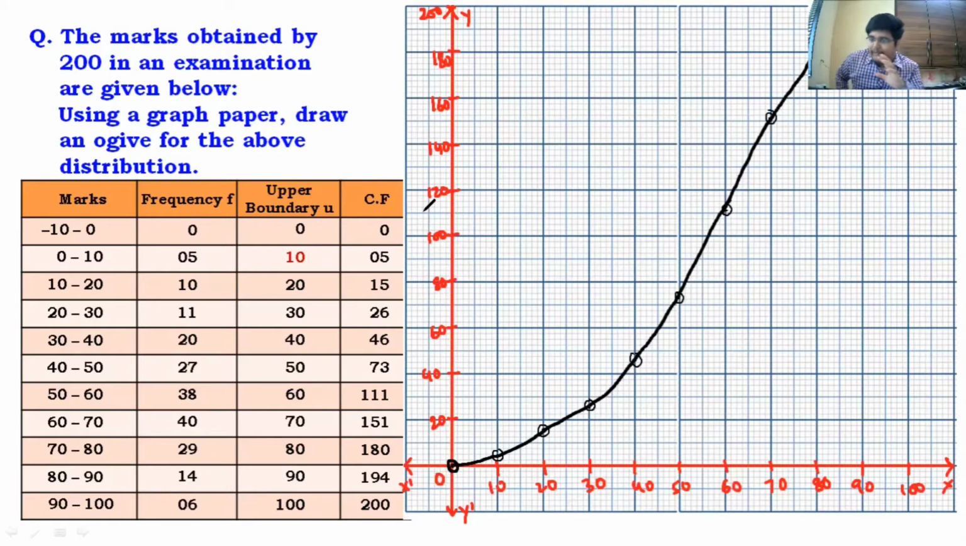So here guys, we have this ogive. Now let us understand some more details about it. First of all, you have to mention the scale. You have to mention the x-axis, y-axis title. So here the scale on x-axis is 2 centimeter is equal to 10 marks. All right. And then on y-axis, 2 centimeter is 20 students.